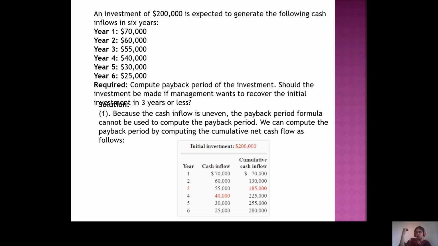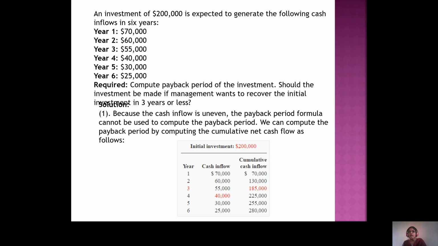So like that you have to solve the cumulative inflow. You add 70 plus 60, 1 lakh 30, plus 55, 1 lakh 85, plus 40, 2 lakhs 25, plus 30, 2 lakhs 55, plus 25. But when you observe here, the money I want to recover is 2 lakhs, and in the fourth year it is 2 lakhs 25,000. So 2 lakhs is more than the third year's cumulative amount and less than 2 lakhs 25. So I take the third year, by our observation, 1 lakh 85,000.